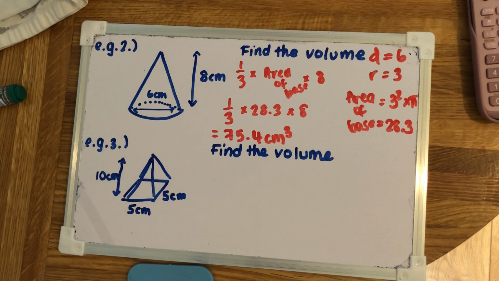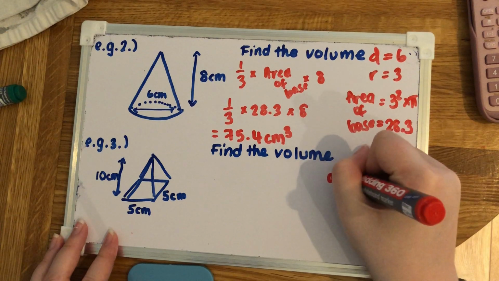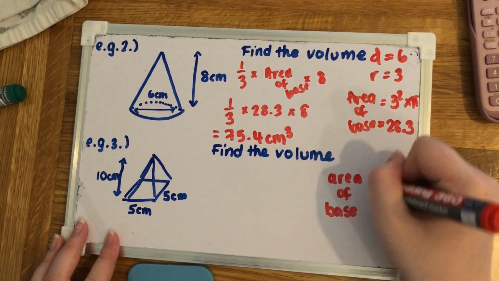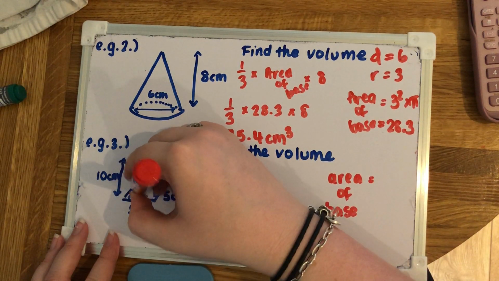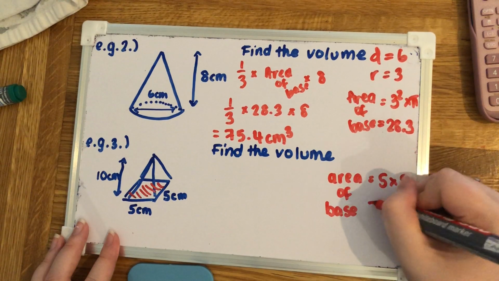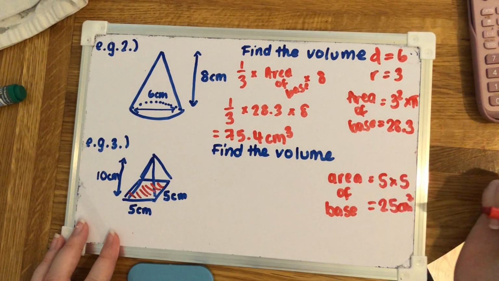Now the pyramid is exactly the same, it's just a different way of working out the base. Actually it's easier, because for this one it's a square, but it'll either be a square or rectangle, which is just where you multiply the two sides together. So the area of the base, which is this bit at the bottom. We just times those two together, so 5 times 5, which is 25 centimetres squared.